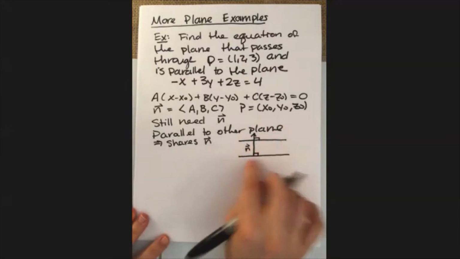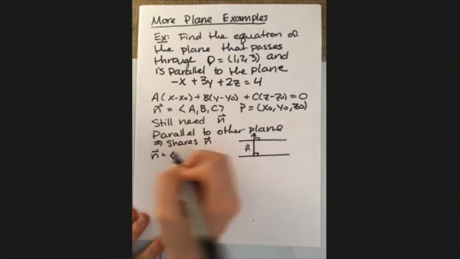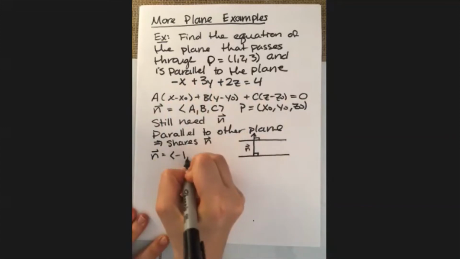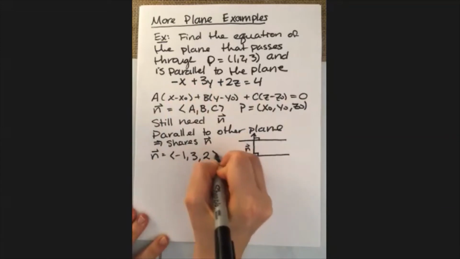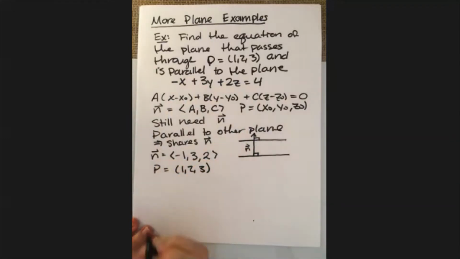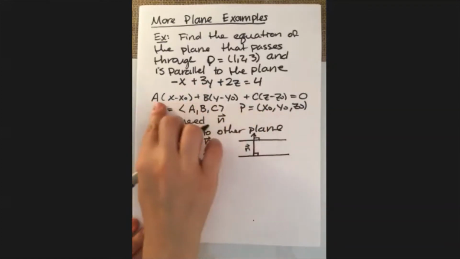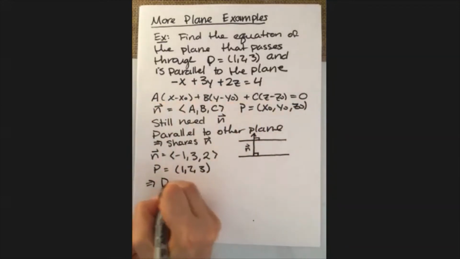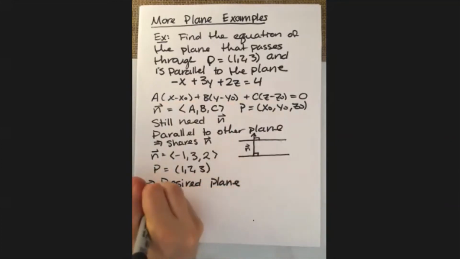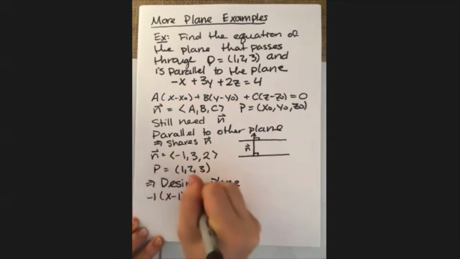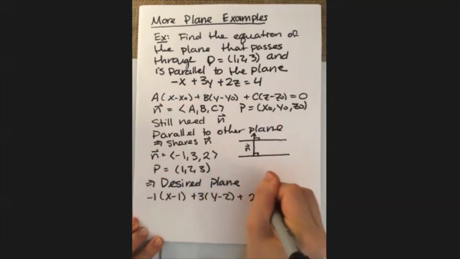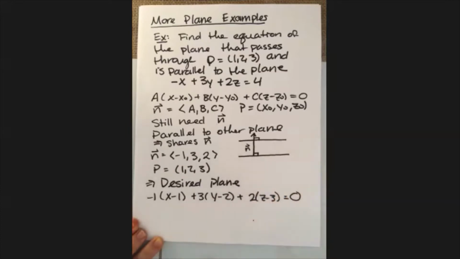So the normal vector of this plane, we know that to be the coefficients off of each of our variables for the equation of this plane here. So that's going to be (-1, 3, 2). And then we already know that our point is (1, 2, 3). And now we have the two pieces of information we need to be able to fill in this equation. So the plane that we want is given by -1 times (x minus 1) plus 3 times (y minus 2) plus 2 times (z minus 3). All of that is equal to 0.